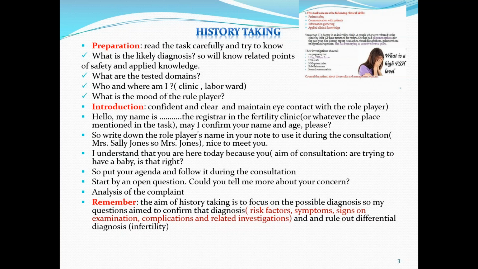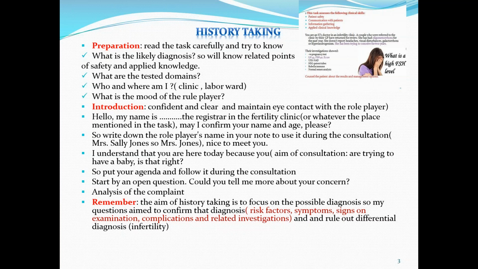From that concern, you will do analysis of the complaint. So the patient now seeks infertility. So I'd like to analyze the cause of the infertility. I need to ask about if she's ovulating or not, if there is any tubal factor of infertility. I need to ask about her partner. So from the complaint, do analysis of that complaint.